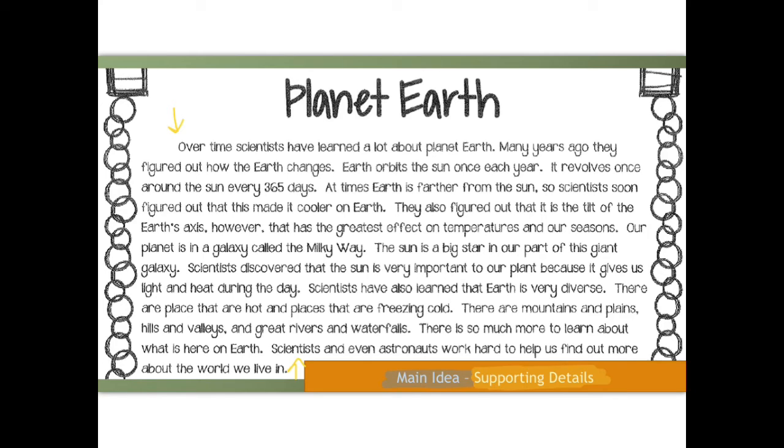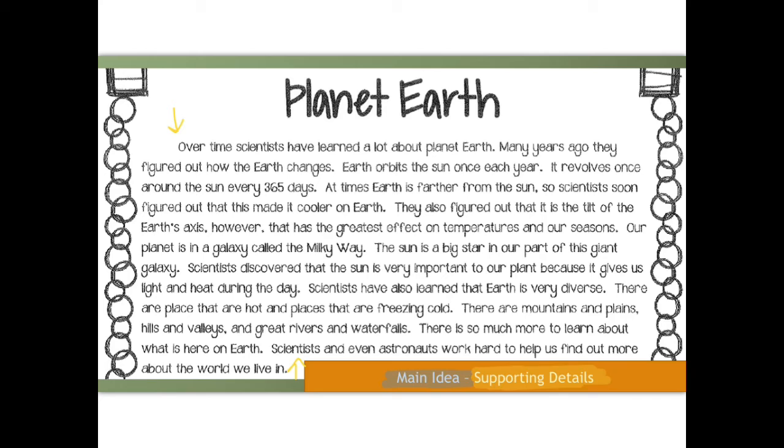Over time, scientists have learned a lot about planet Earth. Many years ago, they figured out how the Earth changes. Earth orbits the sun once a year. It revolves once around the sun every 365 days. At times, Earth is farther from the sun, so scientists soon figured out that this made it cooler on Earth. They also figured out that it is the tilt of the Earth's axis, however, that has the greatest effect on temperatures and our seasons.